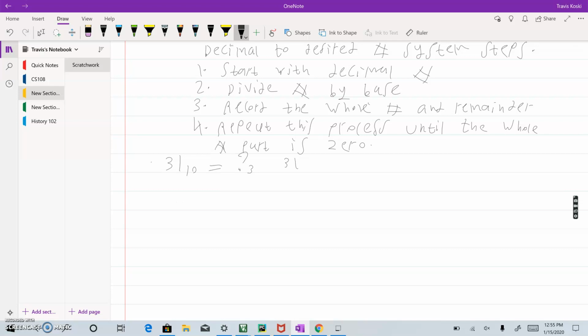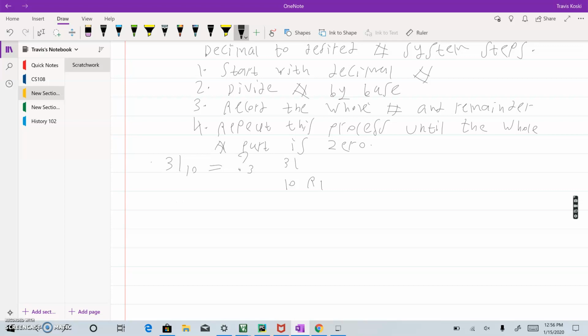And step 2 would be to divide by the base of the system that you want to convert to. This time we're going to be dividing it by 3. So how many times does 3 go into 31? It goes in 10 times with 1 left over. Then you can see the pattern here. Go ahead and finish up this problem, pause the video, and then we'll come back and compare results.